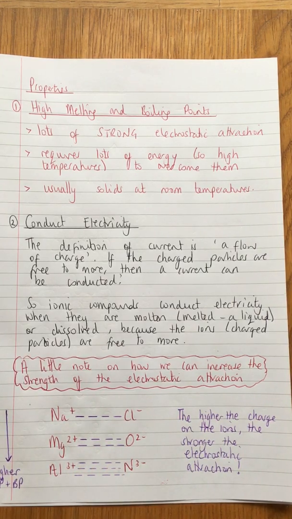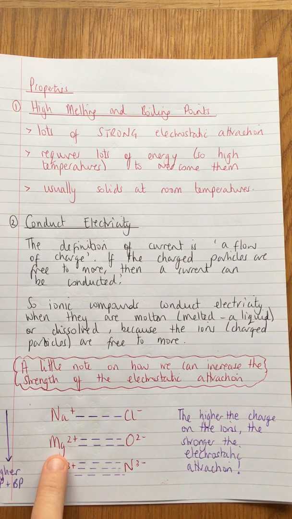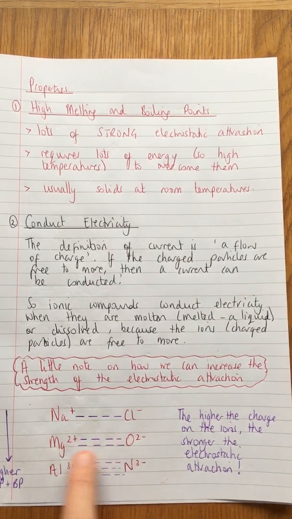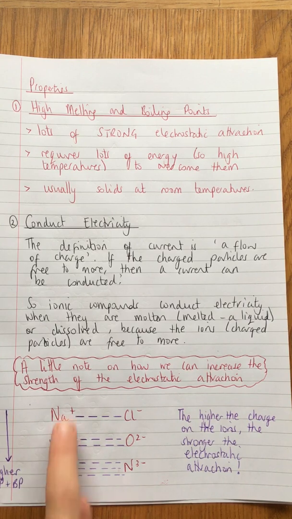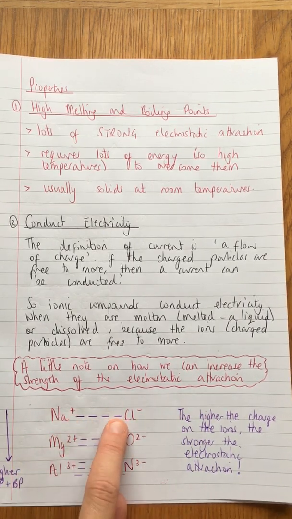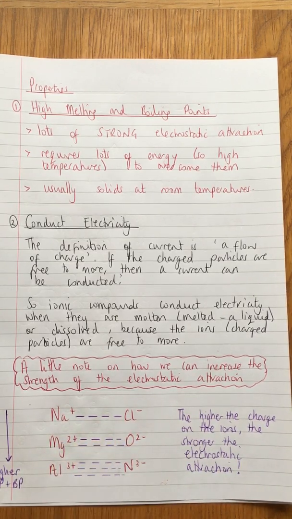So I haven't seen this come up before, but it's just worth knowing that if we compare sodium chloride's melting point to magnesium oxide's melting point, this would be higher because we've got a higher charge on our ions. So the higher the charge on the ions, the stronger the electrostatic attraction. So if you had something where you had, these are the only options you could possibly have on this question. If it's in group 1 and group 7, and then you compare it to something that's in group 2 and group 6, it's got more electrostatic attraction.